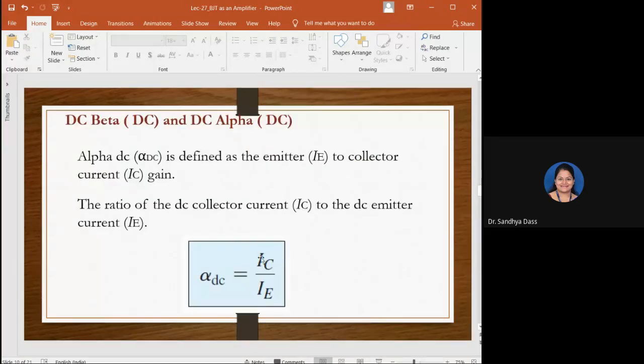So what I'm trying to say here is the term alpha DC. Alpha DC is defined as the emitter to collector current gain. Or in other ways, it is the ratio of collector current to emitter current. So IC is equal to alpha times IE. That is one way of saying. Alpha is nothing but the ratio of collector current to emitter current. Please note down. We are discussing important points here.